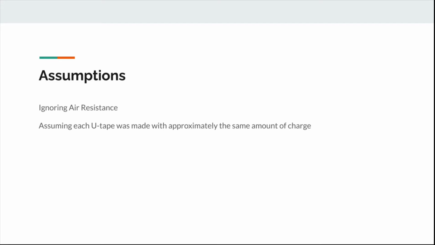To conduct this experiment, we are also going to have to assume a few things. For starters, we are going to ignore air resistance. It is a very small value and just very tedious to find, so we're going to ignore it altogether. We are also going to assume each tape was made with the same amount of charge. Both tapes are made in the exact same way, so they will have relatively similar values, but this is also going to get rid of one of the unknowns in our Coulomb's law equation. Instead of having a Q1 and Q2, we're just going to have a Q squared.